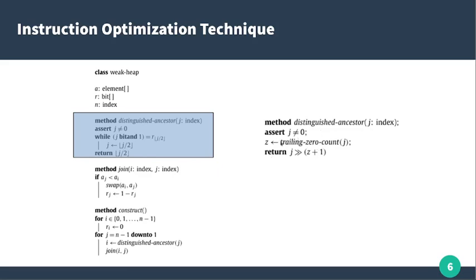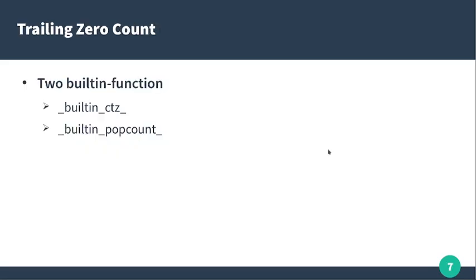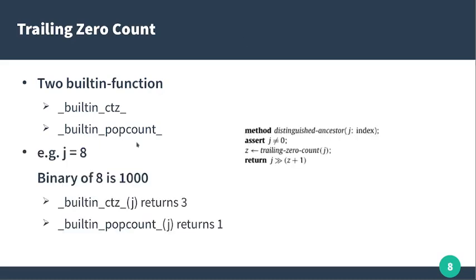Here you can see there is the operation called trailing zero count. Now I will explain this operation. For trailing zero count, you need to count the number of zeros in the binary representation of a number. The number of zeros means the number of zeros from the right before a 1 occurs. There are two built-in functions to do this. One is the built-in CTZ and another is the built-in pop count. So the example is like that.